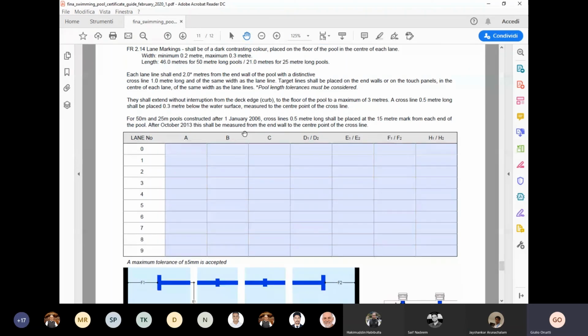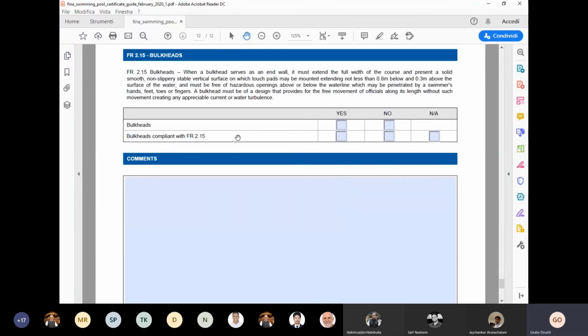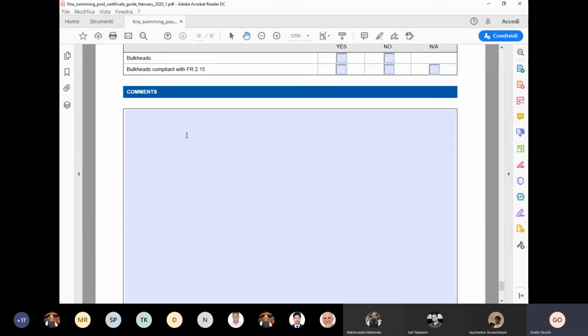So once all these elements have been checked and the document has been signed, then if there are some issues or things that need to be corrected or things that still need to be discussed, some comments might be added. As you can see, the certification is done in different steps. So the surveyor has to go when the pool is empty, then when the pool is full, and then has to come back when the FINA official and the expert is on site and needs to check the measurement. So usually the surveyor has to come back 3 times.